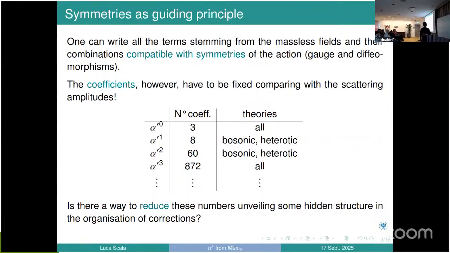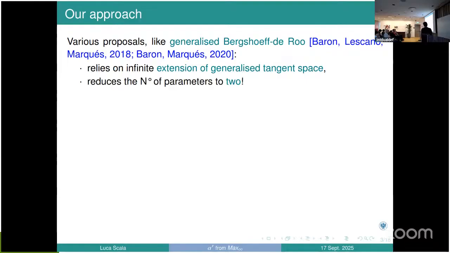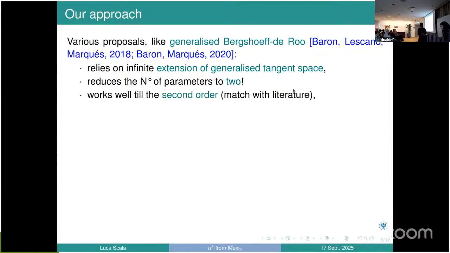So the question is: is there a way to reduce these numbers and this computational complexity, unveiling some hidden structure in the organization of these corrections? Over time there have been various proposals. One we like a lot is the generalized version of the Bergshoeff-de Roo mechanism. This picture relies on an infinite expansion of the generalized tangent space, because it builds on top of generalized geometry. It has a nice feature: it reduces the number of parameters to just two, this a and b Parita was showing. But there is a major drawback.